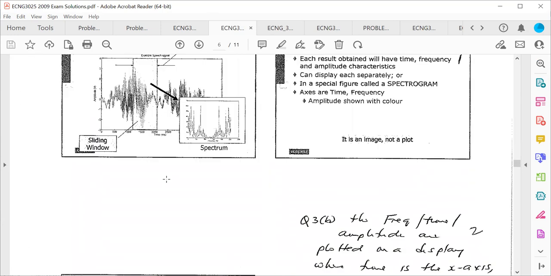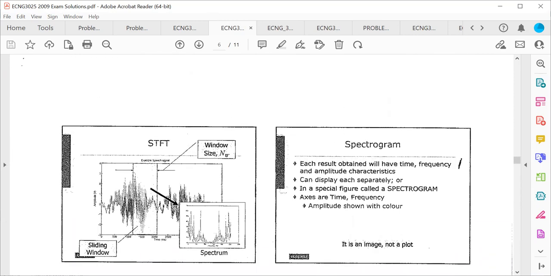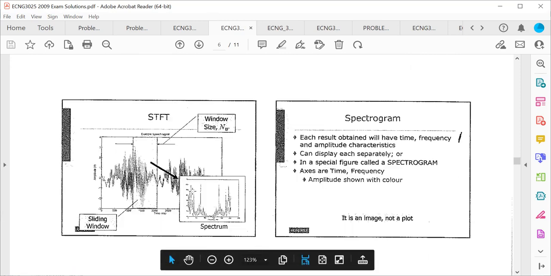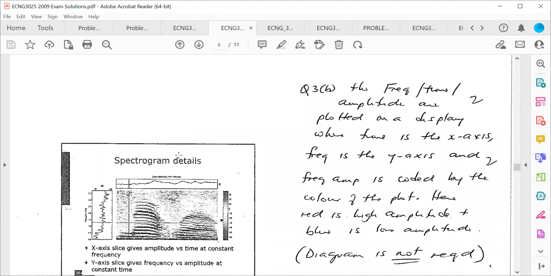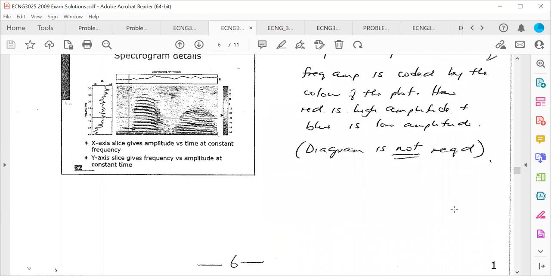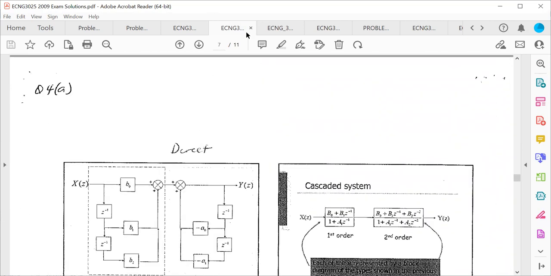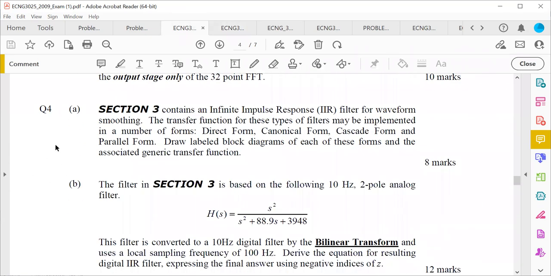All right, this was just some additional. Of course, you're not expected to produce anything like this in the exam. This was just the answer based on the slides that we had. Okay. All right, as I said, the diagram is not repeated. Question four.